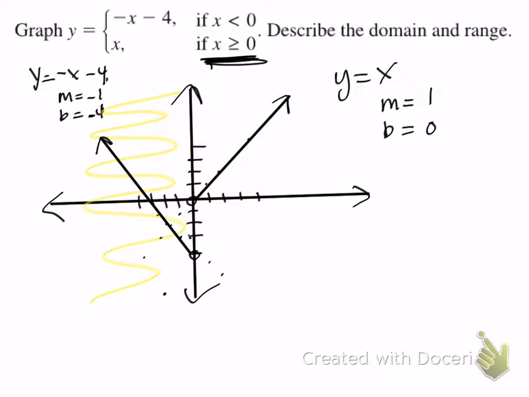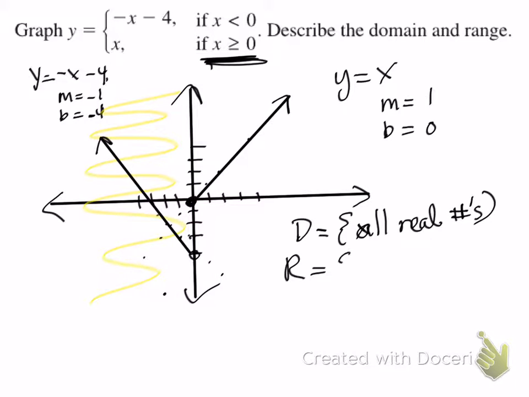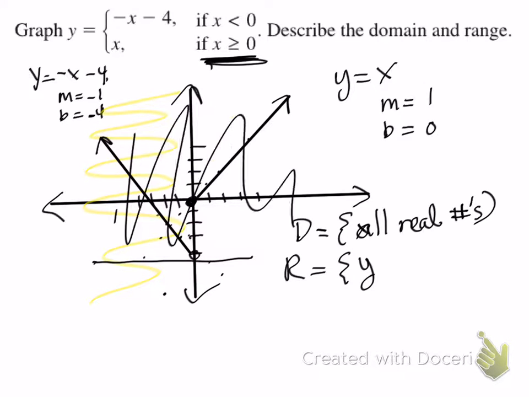Now, is this point filled in or not? Yes, because it's equal to. Now, look at it. What is the domain? Tell me about the width. What is x allowed to be? Any real number. Domain is x, it's all real numbers. What about the range? Not all real numbers. y is greater than -4. Remember, it's all going to be up here. So y is greater than -4.